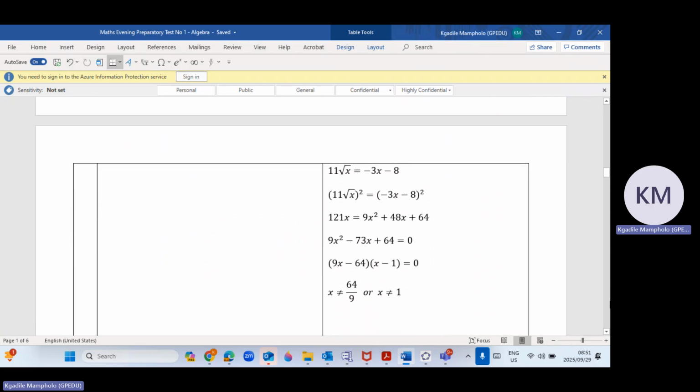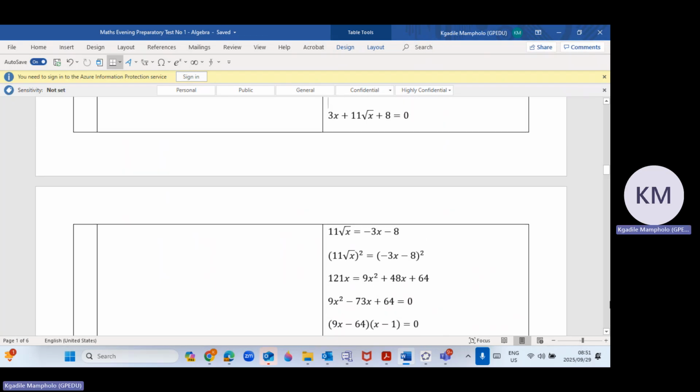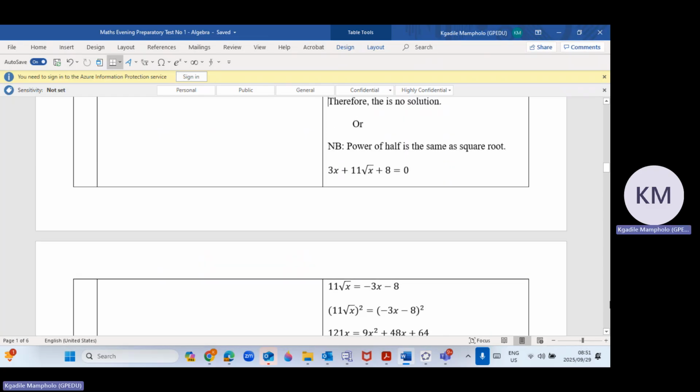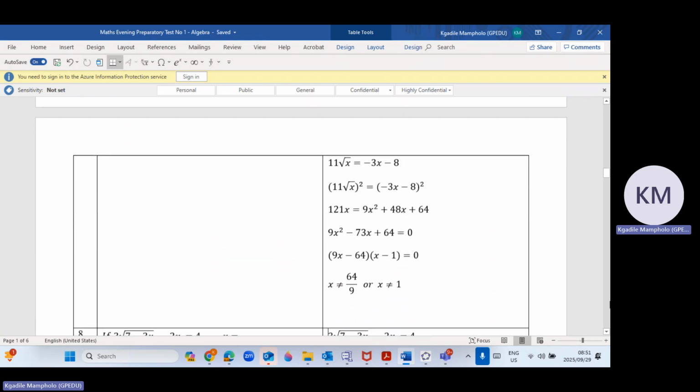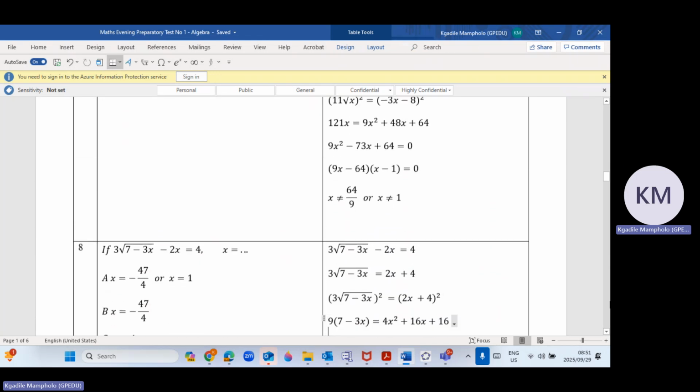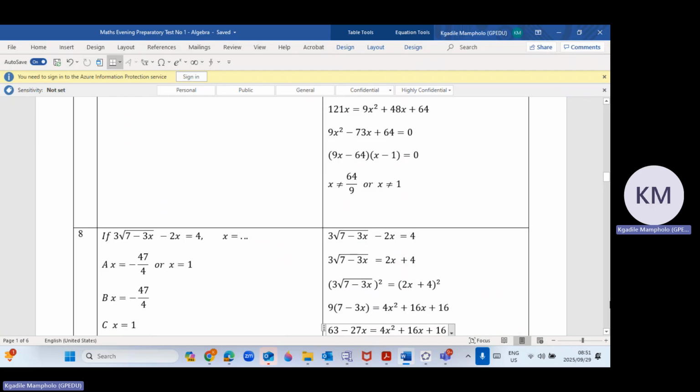You can see that when you substitute these two values into the original equation, they will not satisfy it. It means left hand side will not be equal to the right hand side. So no solution in this case. So you reject both values because they don't satisfy the original equation.